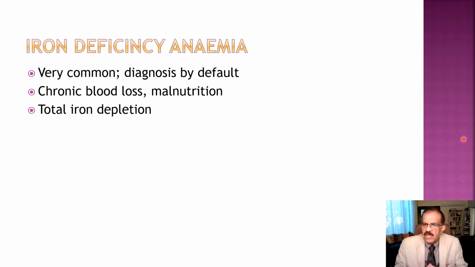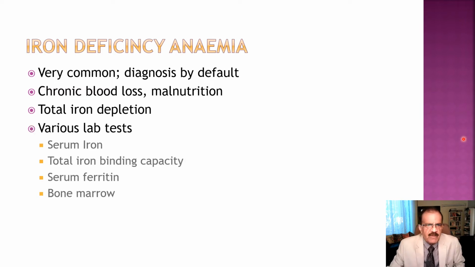Then it is also important to know that you need to have total body iron depletion to develop anemia, because we have some stores in the liver, in the bone marrow, elsewhere. Only when total body iron is depleted, only then we develop iron deficiency anemia, because the body mobilizes whatever iron stores to produce hemoglobin.